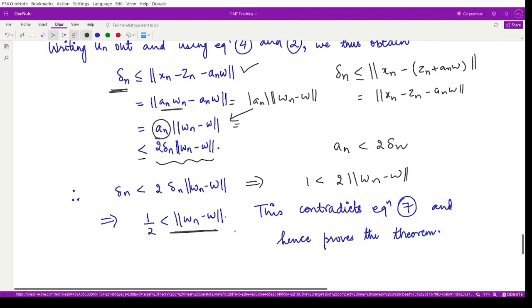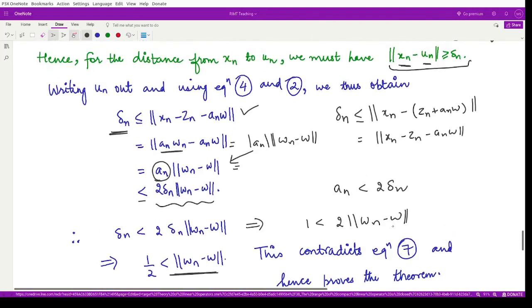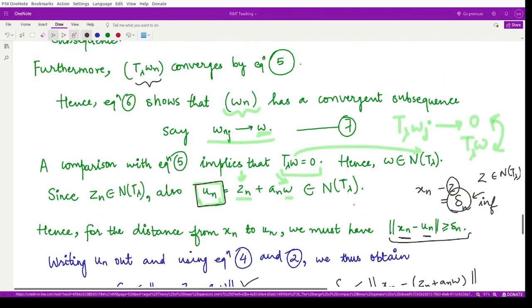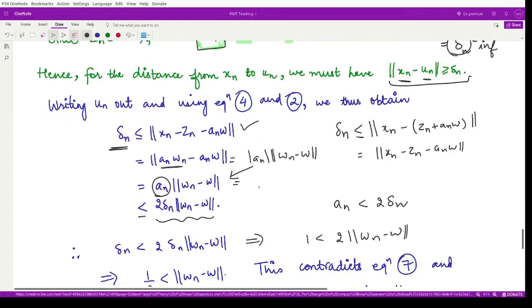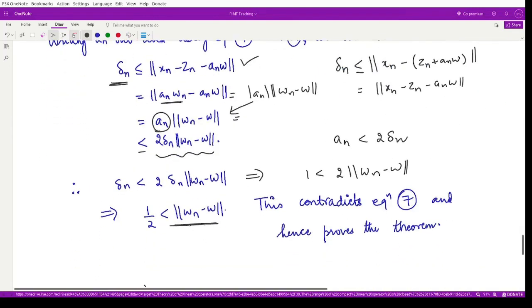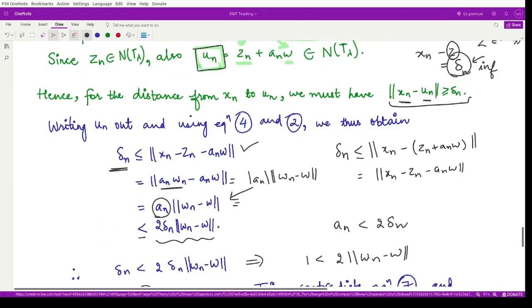So this is a contradiction to equation 7. Let's have a look at equation 7. Equation 7 says W of nj converges to W, but from here we obtain that this distance is greater than 1 by 2. So this is a contradiction because it states that this sequence Wn never converges to W. So therefore whatever we have assumed is not true.